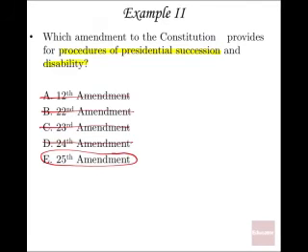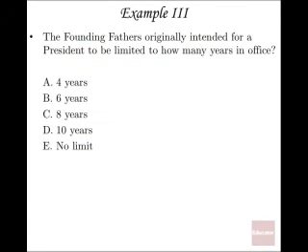Example number 3. The founding fathers originally intended for a president to be limited to how many years in office? So what was the original intent of the founding fathers under Article 2 of the Constitution? So what was the original limit? The term was intended to be 4 years, but how many years did the founding fathers want to limit a president to? Was it 4 years?